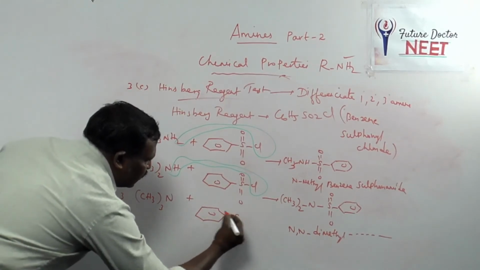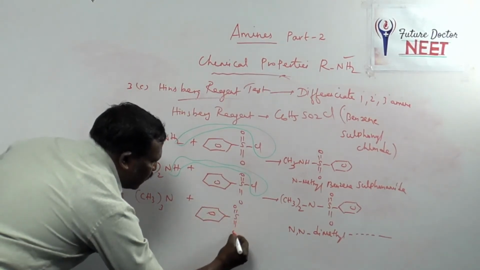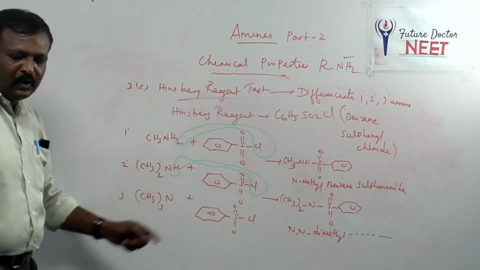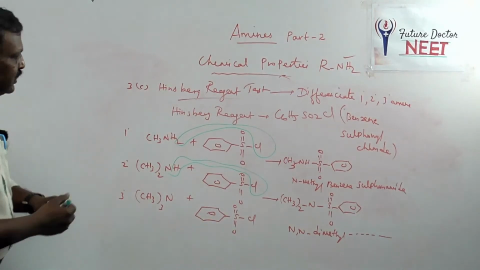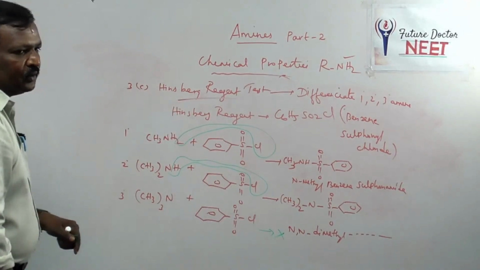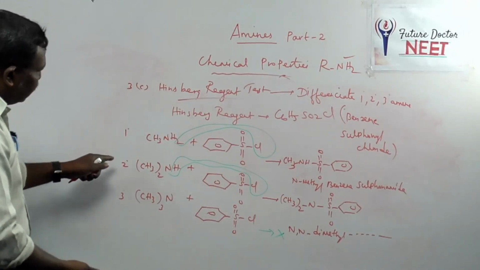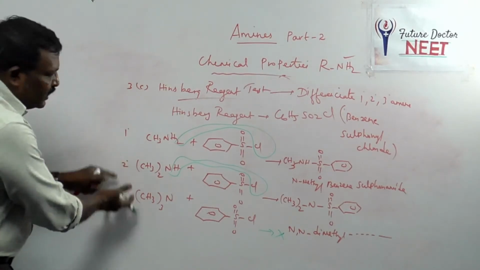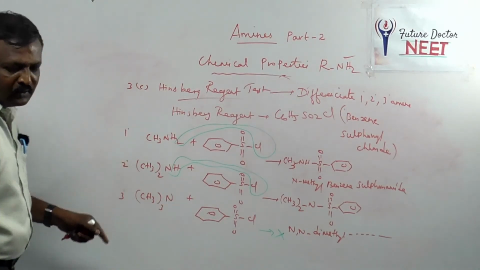Now see the third one. Simple. S double bond O, double bond O. Now, is there any hydrogen here? No hydrogen. Tertiary compounds will not react with this one. If a secondary amine and a tertiary amine are given, how will you differentiate? The secondary amine can answer, but the tertiary amine will not answer. This is a way to differentiate.